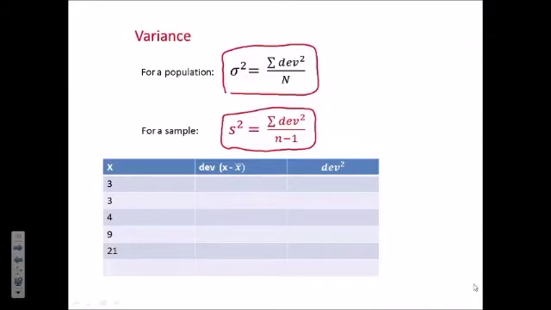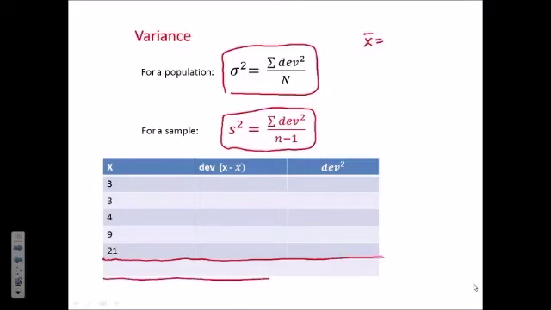Let's see how this works. For our scores, the first step would be to find the mean. So in that case, we would add the x's together, get sigma x, and that would be 40, divided by 1, 2, 3, 4, 5 scores. So that would be 8.